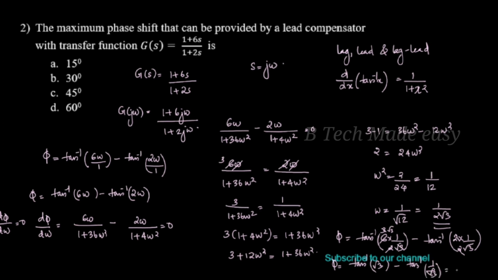Tan inverse √3 means 60 degree, minus tan inverse 1/√3, which is 30 degree. That is 60 minus 30 is equal to 30 degree, which will be the correct answer. That is option B, 30 degree is the correct answer. Okay, the next question will be discussed in the next video.